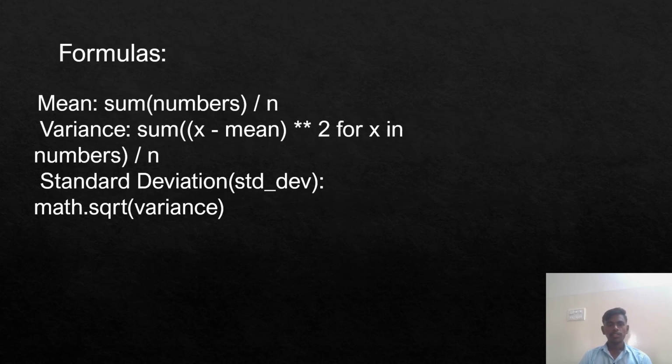Here are the formulas which we are going to use to find the mean, variance, and standard deviation. The first formula is for mean, that is sum of numbers divided by n. Then the variance formula is sum of (x minus mean) to the power of 2 for x in numbers, divided by n. Then standard deviation. The short form of standard deviation will be std_dev, that is standard deviation only, and its formula is math.sqrt, in brackets we are going to use the variance.